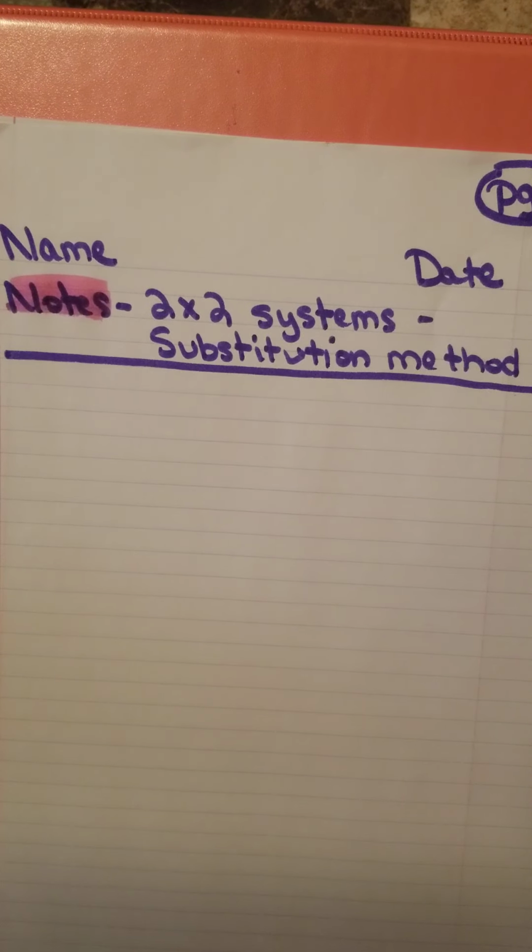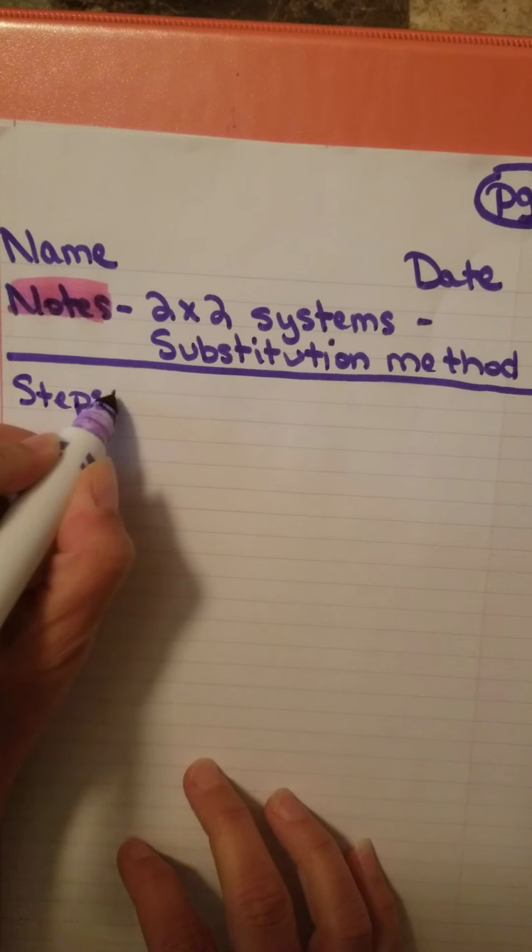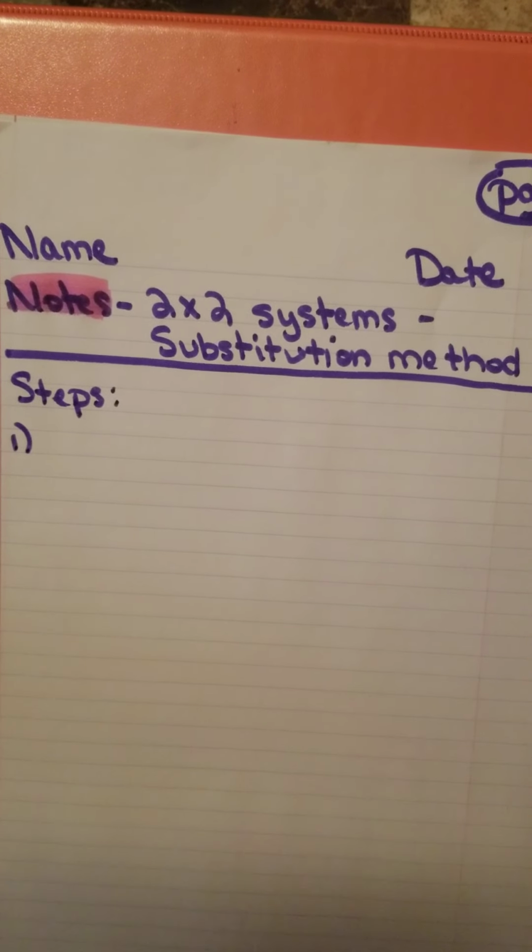We're going to write some steps to use the substitution method. And what I mean by systems would be two equations with two letters, like an x and a y. We're going to write the steps out first, and then we're going to do an example. There are 3 steps. You're going to write steps. Here's step 1. And if I'm going too fast, you can always pause the video.